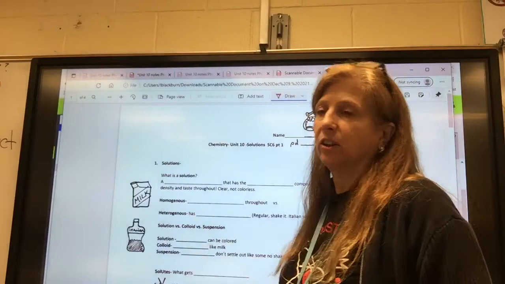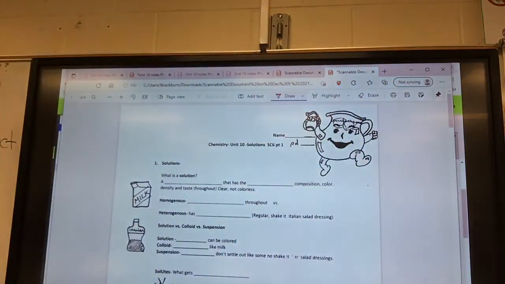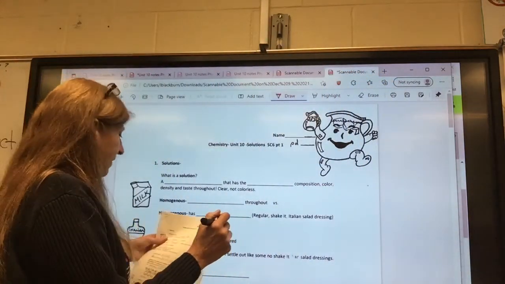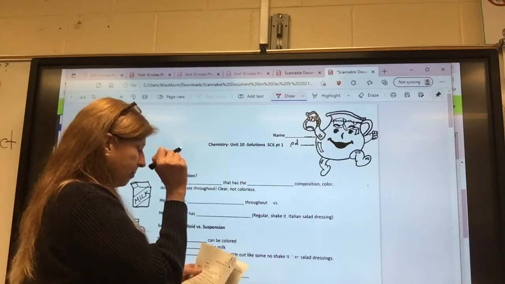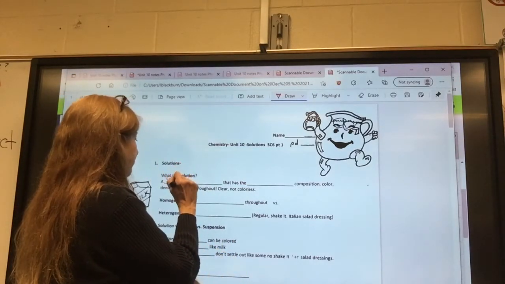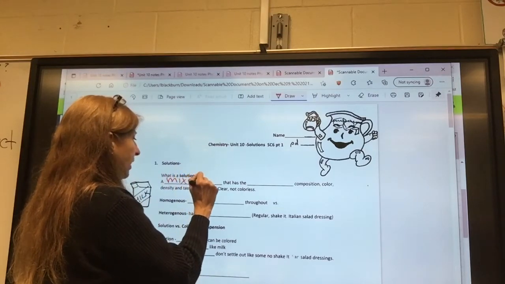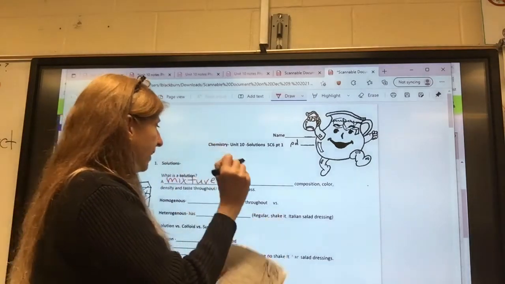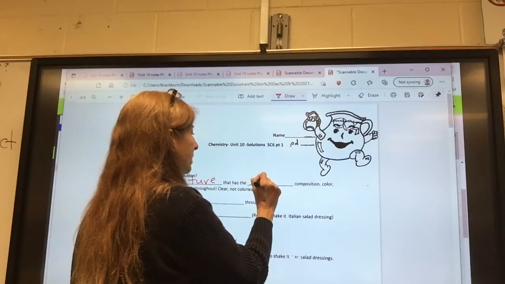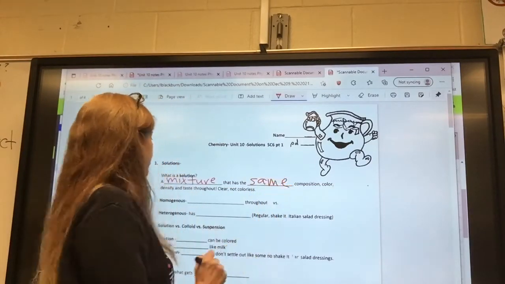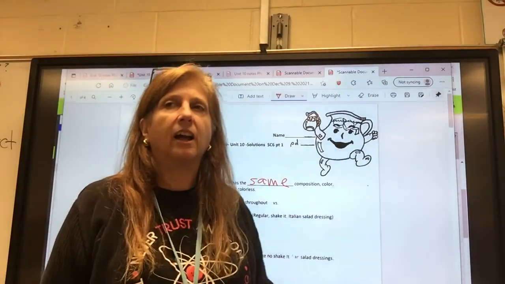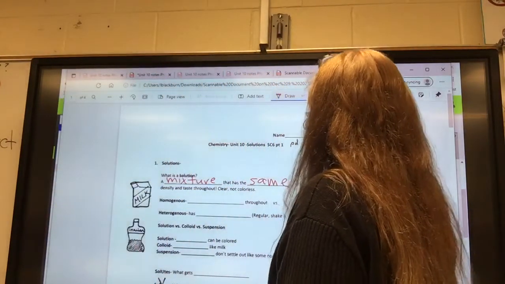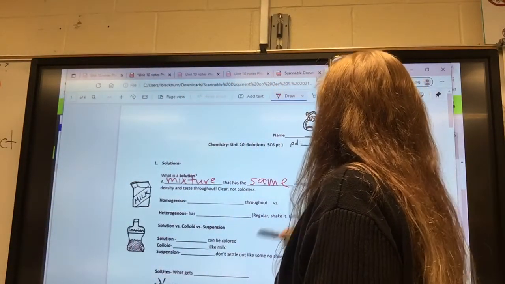So what is a solution? A solution is a mixture that has the same composition, color, density, and taste throughout. It is clear, generally not colorless. So our example is Kool-Aid.